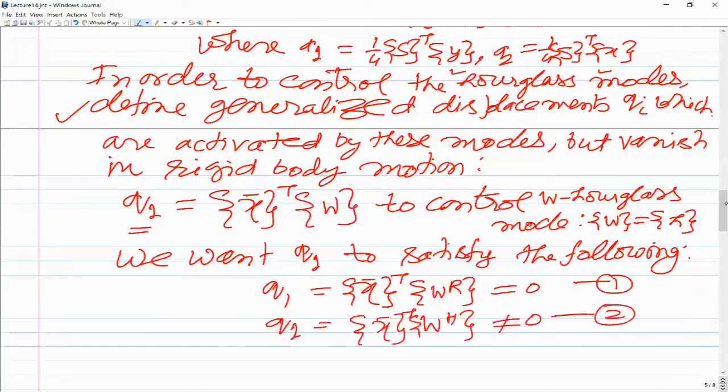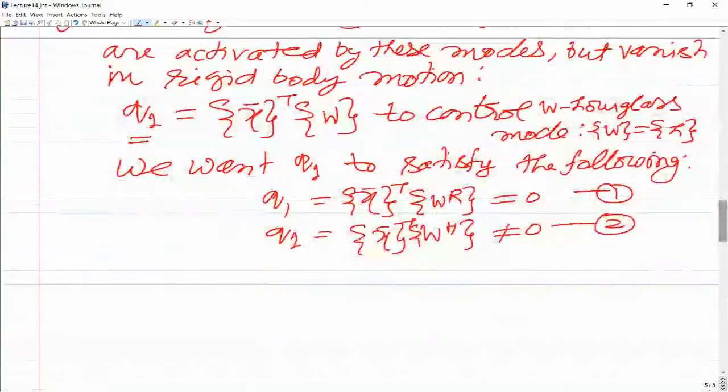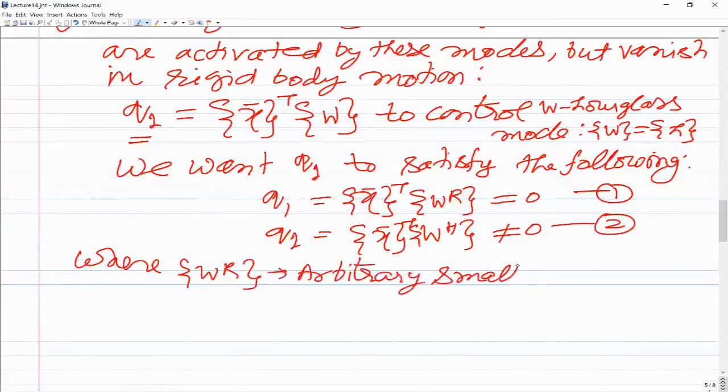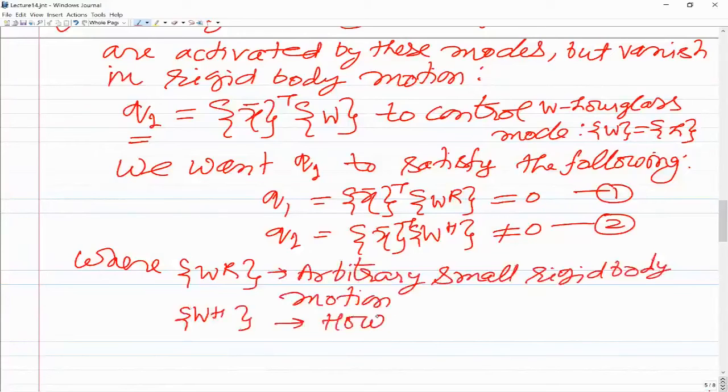Now what are wr and wh here? I have already stated that wr is arbitrary small rigid body motion or displacement, you can say. And wh is the hourglass mode, hourglass displacement or deformation, hourglass motion.